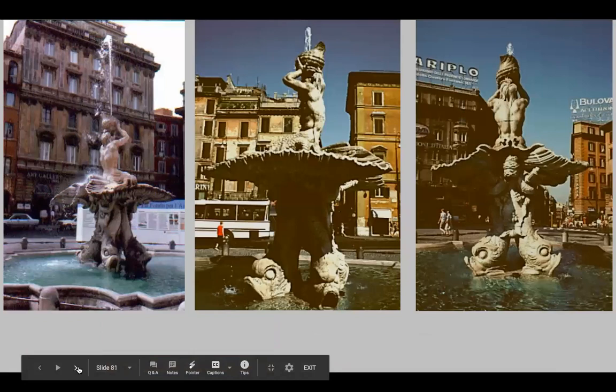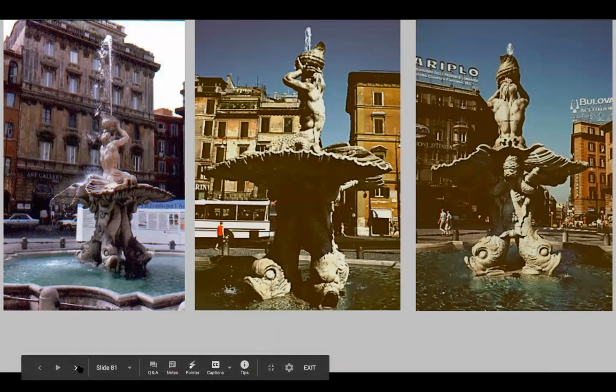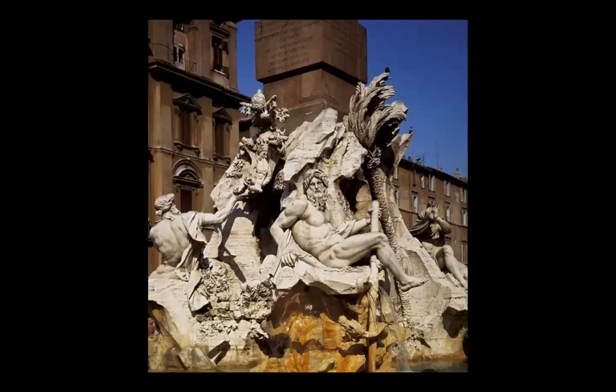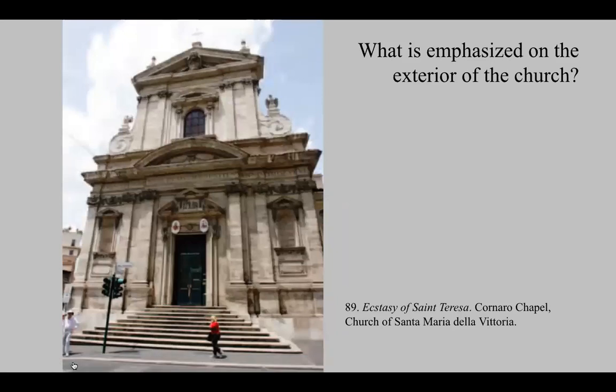There's a lot of fountains in Rome supplied by those aqueducts, and many of them were designed by Borromini. This one's in the Piazza Navona, and it signifies the four major rivers from the continent, right? So here we have kind of the stereotypical Baroque piece. So we have sculpture, architecture, and painting. And that leads us to the Ecstasy of St. Teresa by Borromini, right? This is the Cornaro Chapel, and they give you the exterior shot of this.